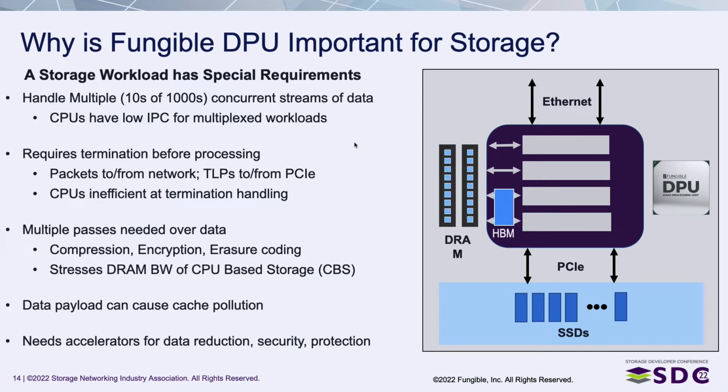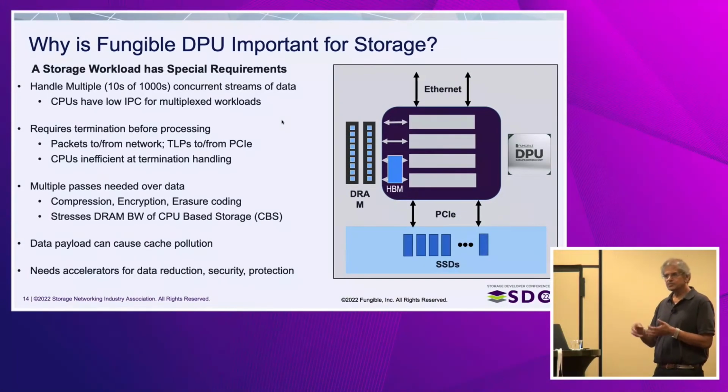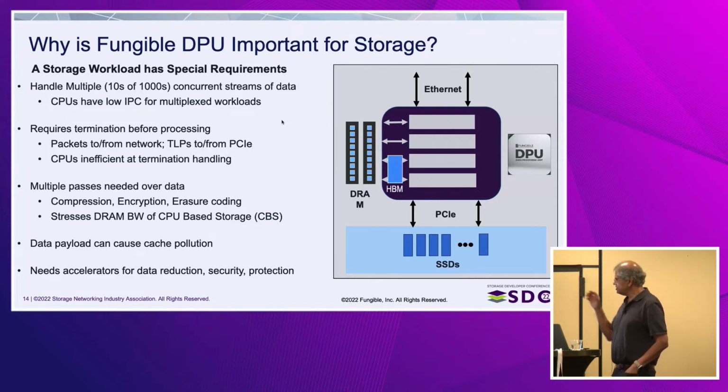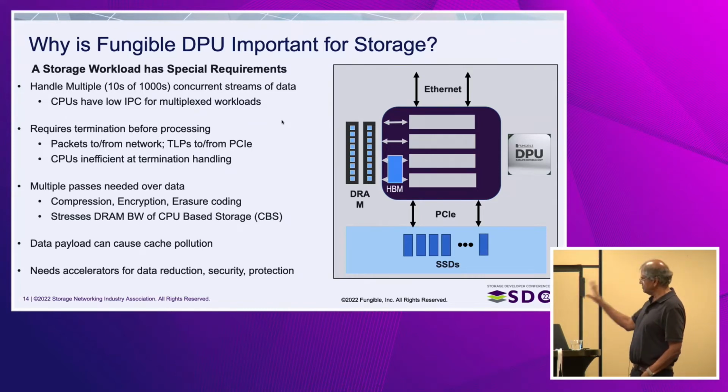Third one is you typically have to do multiple passes through the data. Data comes in, you compress the data, you stick it in memory, then you pull it out, then you encrypt it, you put it back into memory, read it out again, do some erasure coding, put it back into memory. There's a lot of stress on the memory bandwidth. So that's an issue that we can resolve with the fungible DPU.